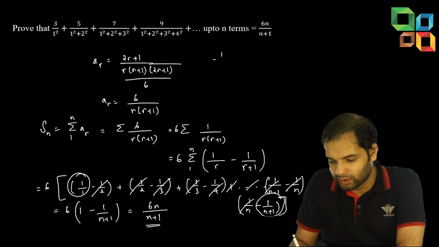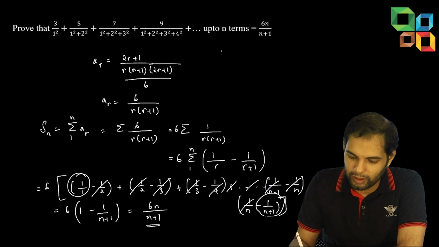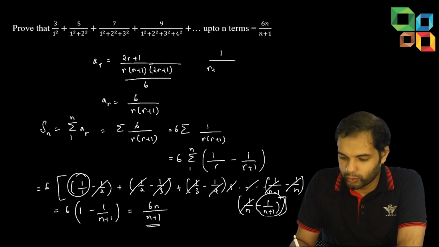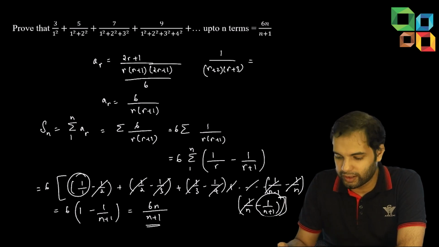For example, instead of 1 by r into r plus 1, suppose this is your term. Or let me take a still different one. Say 1 by r plus 2 into r plus 3. The numerator need not be 1 also. It can be r also if needed. Just for an example.